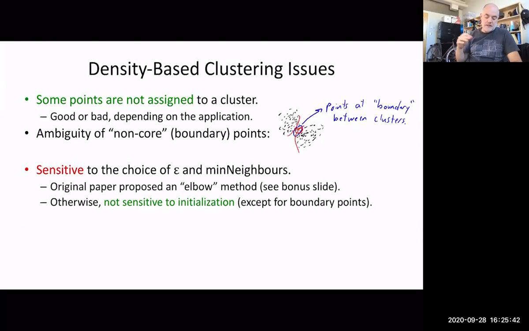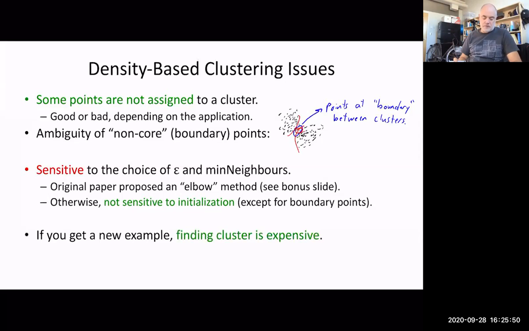Otherwise, density-based clustering, or DBSCAN, is not sensitive to initialization, right? You're just going to scan through the data items over and over, except for these boundary points, which, who knows what you do with them. It's a choice. Of course, if you get a new example, finding the cluster is expensive. That's in relative comparison to k-means, where you just look at however many k-means there are, and you assign to the nearest one, right?